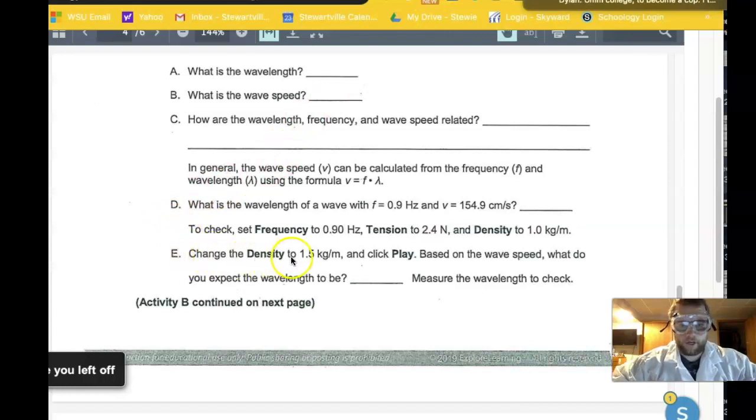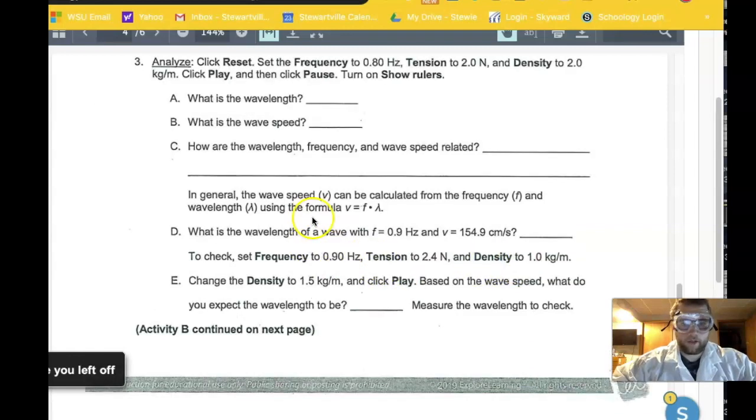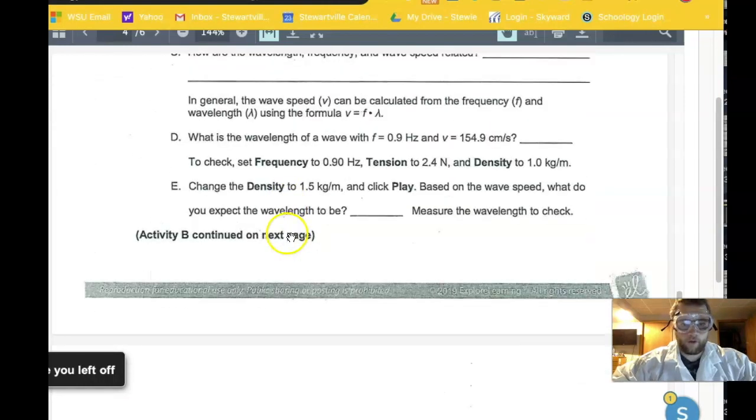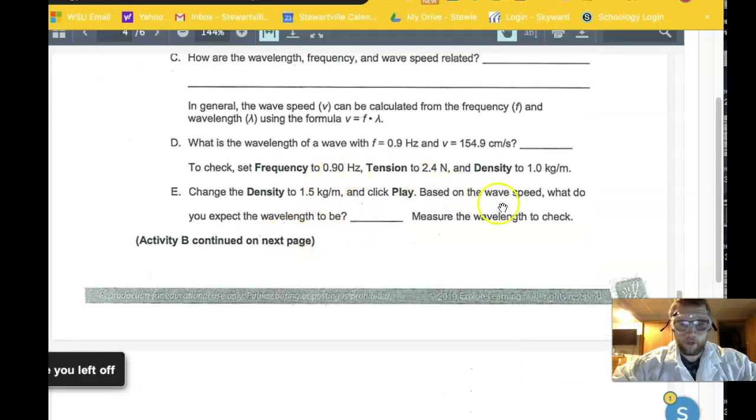E, change the density to 1.5 kilograms per meter and click play. Based on the wave speed, what do you expect the wavelength to be? We are keeping everything the same, but we're going to increase the density by half a kilogram per meter. Based on the information that we got up here for number 2, what do you think will happen when we increase the density? Okay, make a prediction, and then you can measure that wavelength to check.